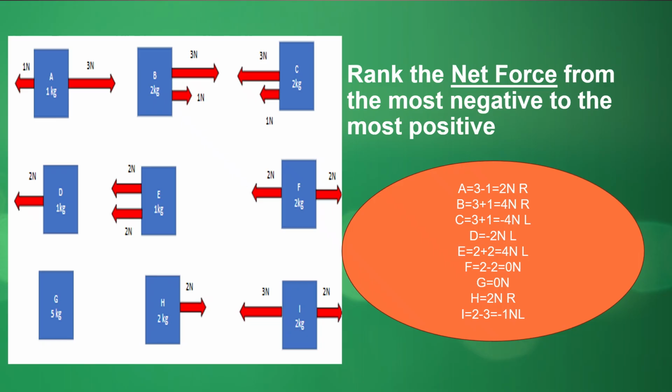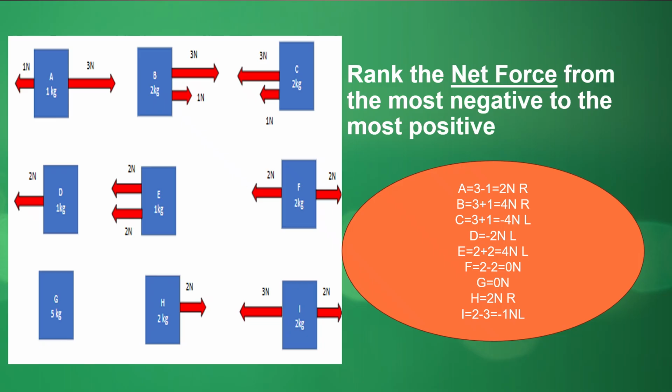E, we have 2 newtons plus 2 newtons, or 2 people pushing backwards, or pulling backwards. We can say 2 plus 2 is equal to negative 4 newtons, or 4 newtons to the left. F, we have 2 newtons forward, 2 newtons backwards. They cancel each other. We have 0 newtons. G, there are no applied forces acting on the object, but we can say this object is actually 5 kilograms times 10. We can say 50 newtons downwards, or the object is just sitting and not moving anywhere.